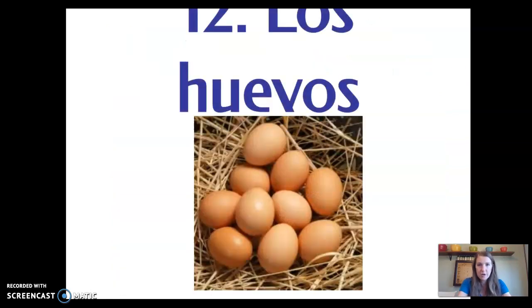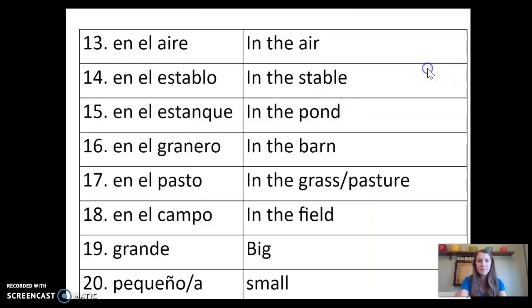And this is kind of a random word here. It's a little bit chopped off. Los huevos are eggs, not, I guess, technically an animal, but comes from an animal. All right, now these words, there's no pictures. These are all places you can find animals on a farm, right? So we have en el aire, en el establo, en el estanque, en el granero, sounds like grain, right? A barn. En el pasto, sort of sounds like pasture. En el campo is a field. Grande is big, you might know that, and pequeño is small.